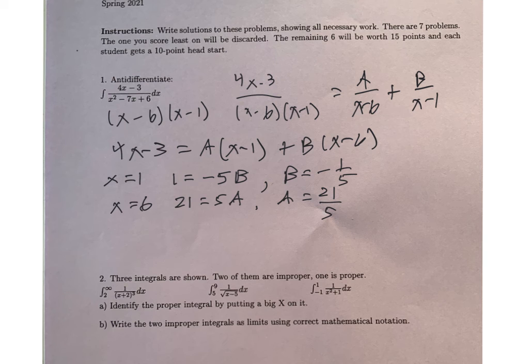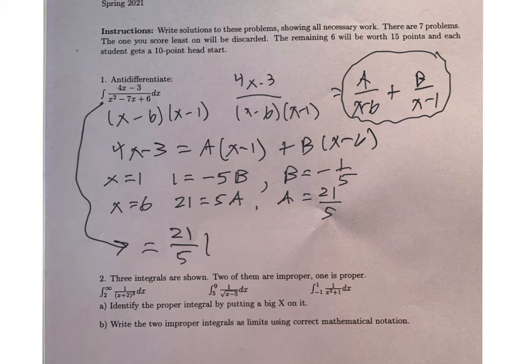So now we're going to integrate this decomposition, and now we know the values of a and b, so I'll just come down here and write it. I'm going to pull the constant a out, 21/5, and then we get the natural log of the absolute value of x minus 6, since x minus 6 can be negative, minus b, 1/5, the natural log of the absolute value of x minus 1. And if we want to, we can write plus c. So there we go. Problem number 1.